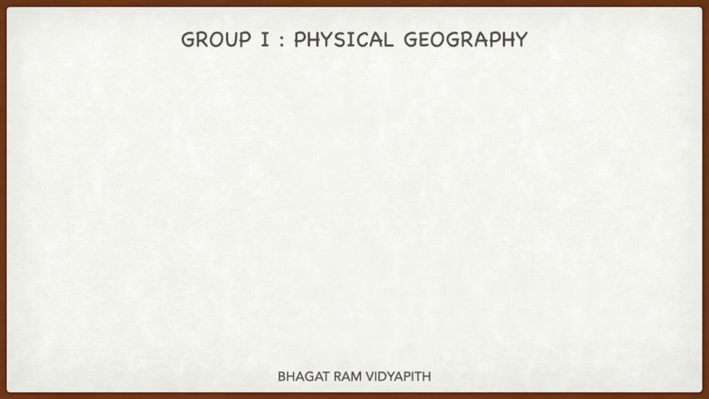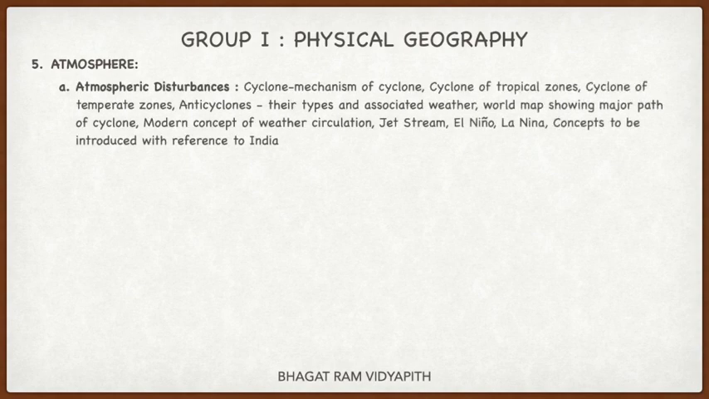The fifth topic under physical geography is atmosphere. Atmosphere is further subdivided into subsections, beginning with atmospheric disturbance.